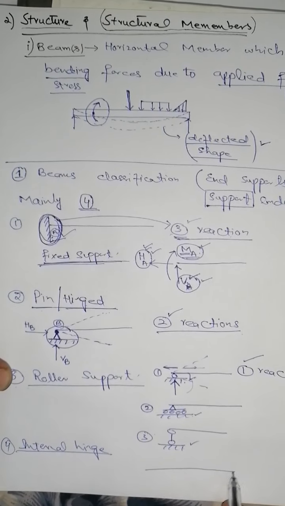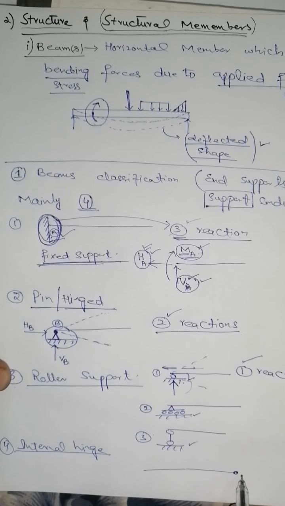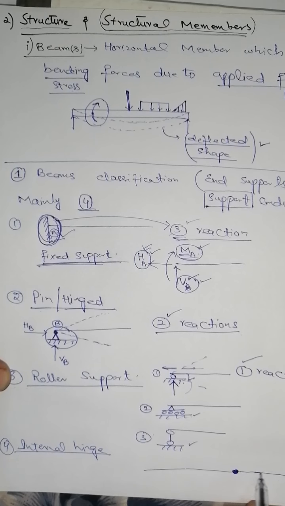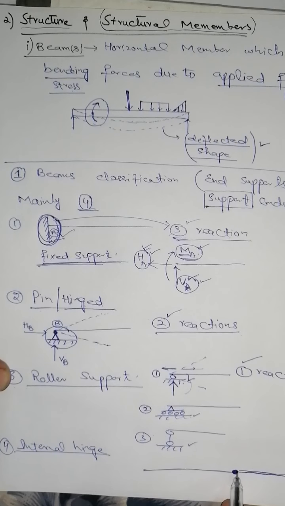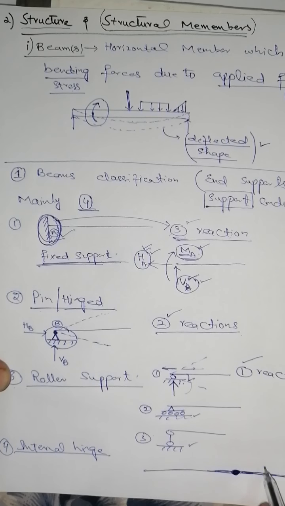An internal hinge is shown as a dot or as a pin between two connected points, two connected members. This is a beam. Suppose we have a beam and we want to make it stable, or we want to apply the equilibrium conditions on this member, then we can introduce an internal hinge in this member. So it has no reactions.